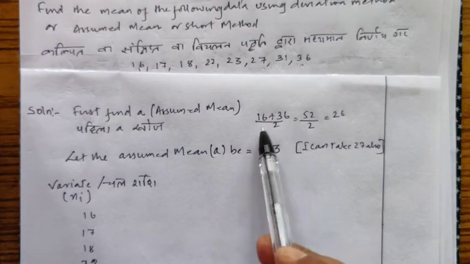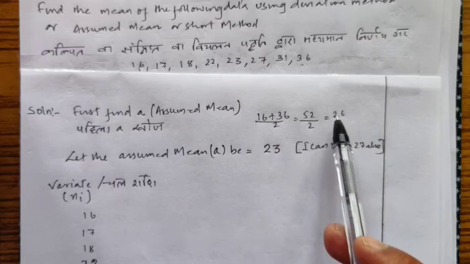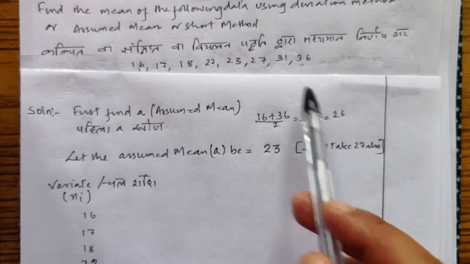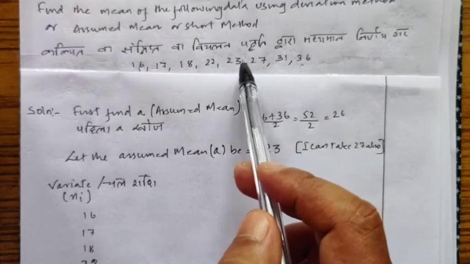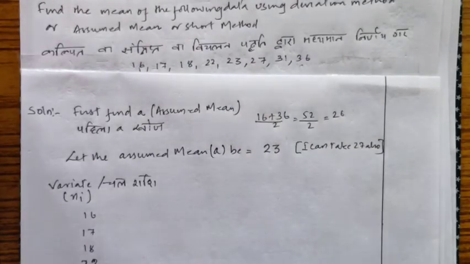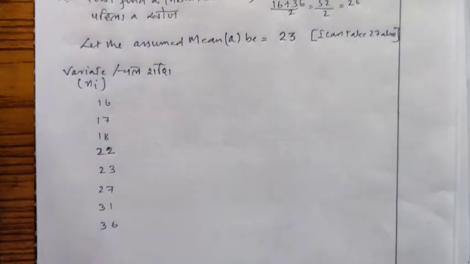Did you all understand what I'm trying to say? Lowest, highest, add, what's the value? This value, see where this value fits. This value 26 will fit here between 23 and 27. So you can take a as 23 or 27. Hope you got it.